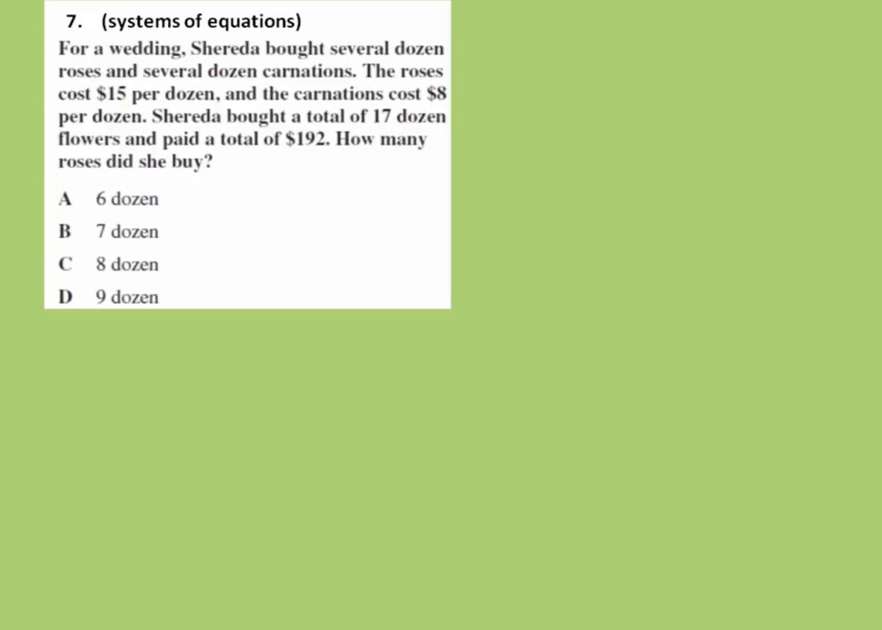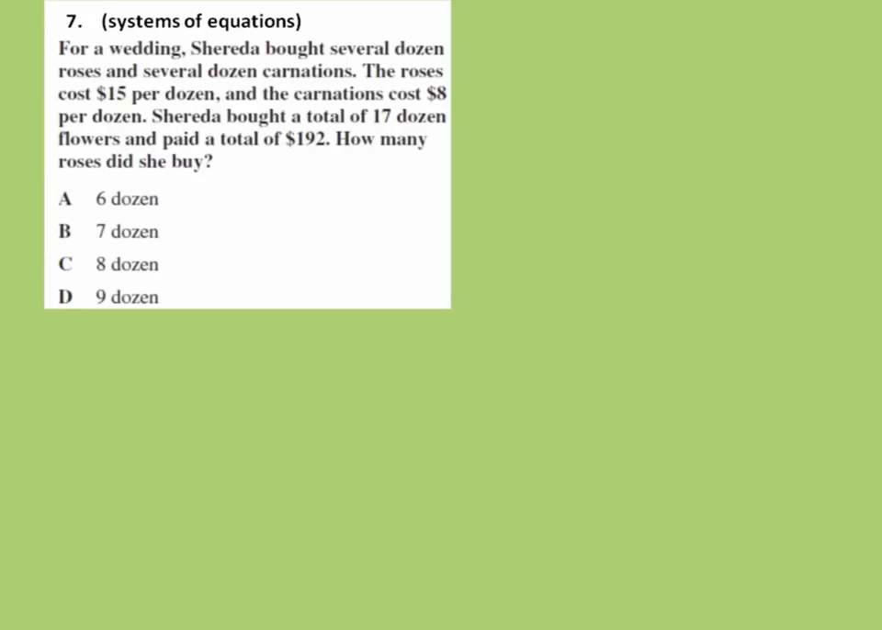So, for a wedding, Sharita bought several dozen roses and several dozen carnations. The roses cost $15 per dozen, and the carnations cost $8 per dozen. Sharita bought a total of 17 dozen flowers and paid a total of $192. How many roses did she buy?